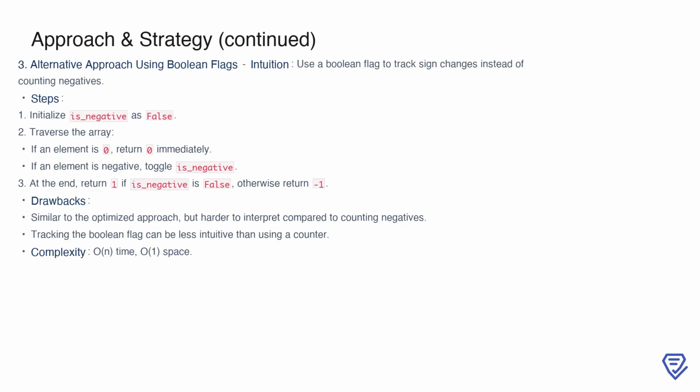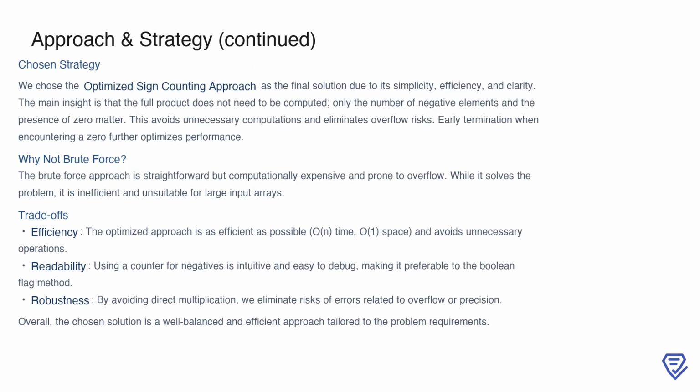Otherwise, we return -1. While this approach is similar in efficiency to the optimized sign counting method, it has some drawbacks. Using a Boolean flag can be less intuitive than a counter, especially when debugging or explaining the logic. The process of toggling the flag might also make the solution harder to follow, making this method less favorable compared to counting negatives. The optimized sign counting approach is the best solution due to its simplicity, clarity, and efficiency.